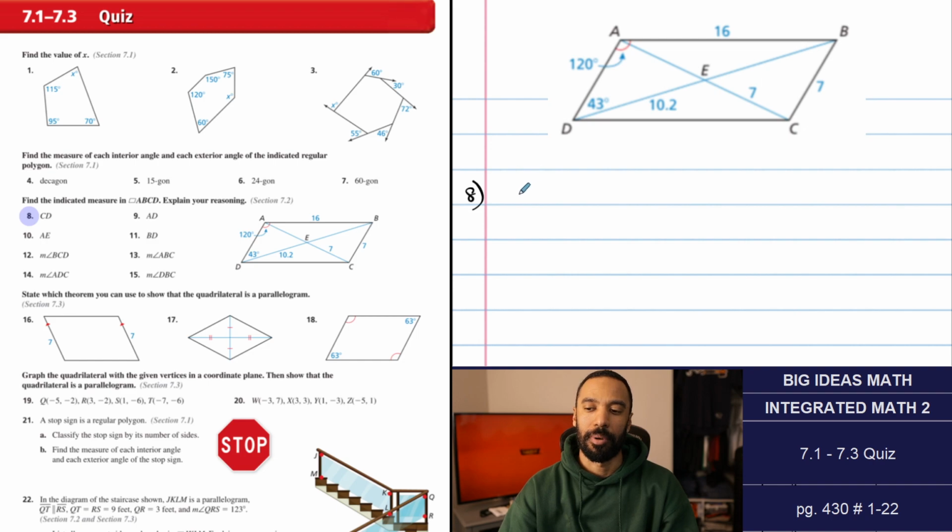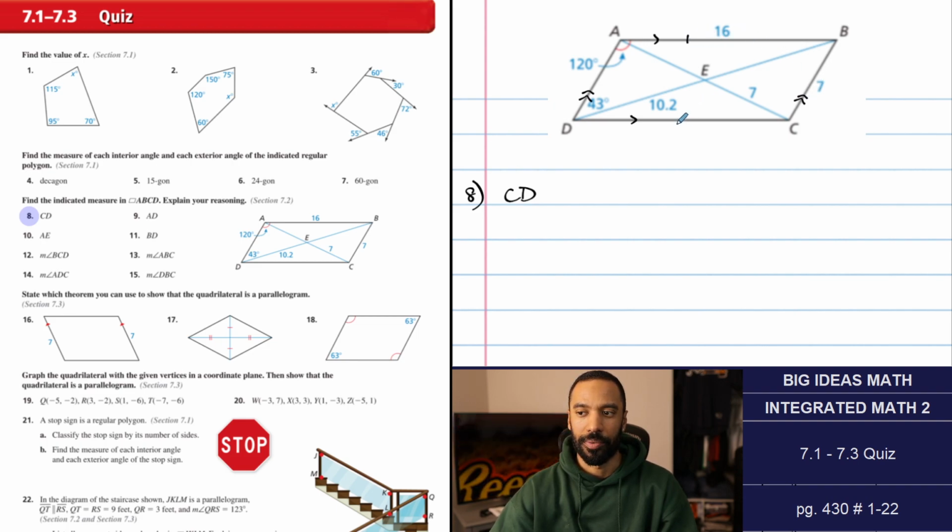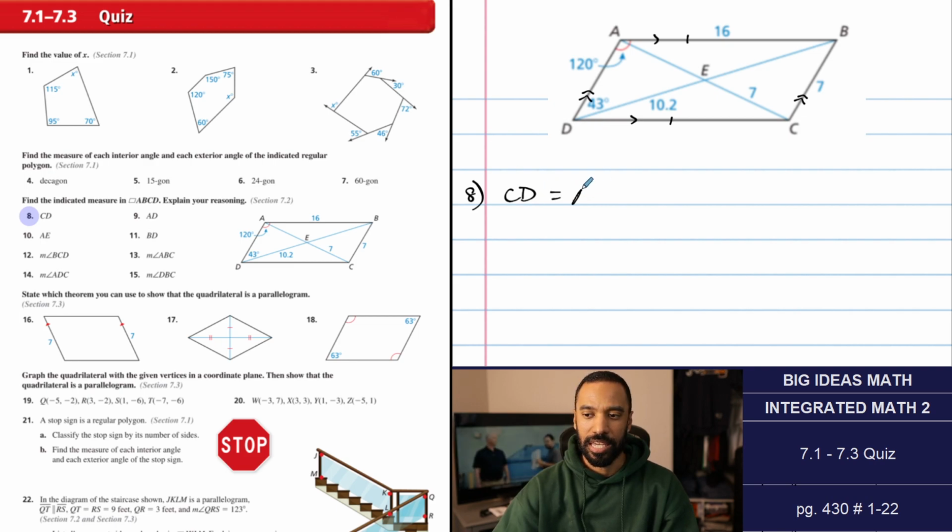Such as, number 8, we need to find the length of segment CD, right here. Well, not only are opposite sides parallel in a parallelogram like this, which we might be able to use for some information later, but opposite sides are also congruent. AB and CD are the same length. CD is 16 because AB is 16. That's number 8. Number 9, let's find the length of AD.